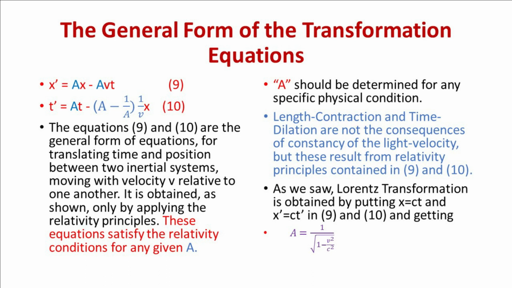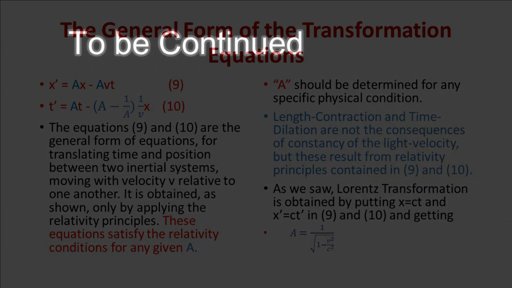Length contraction and time dilation are not the consequences of the constancy of the light velocity, but these result from relativity principles contained in equations 9 and 10. As we saw, the Lorentz transformation is obtained by putting x equals ct and x' equals ct' in equations 9 and 10 and getting a equals 1 over the square root of 1 minus v squared over c squared, or a equals gamma. To be continued.